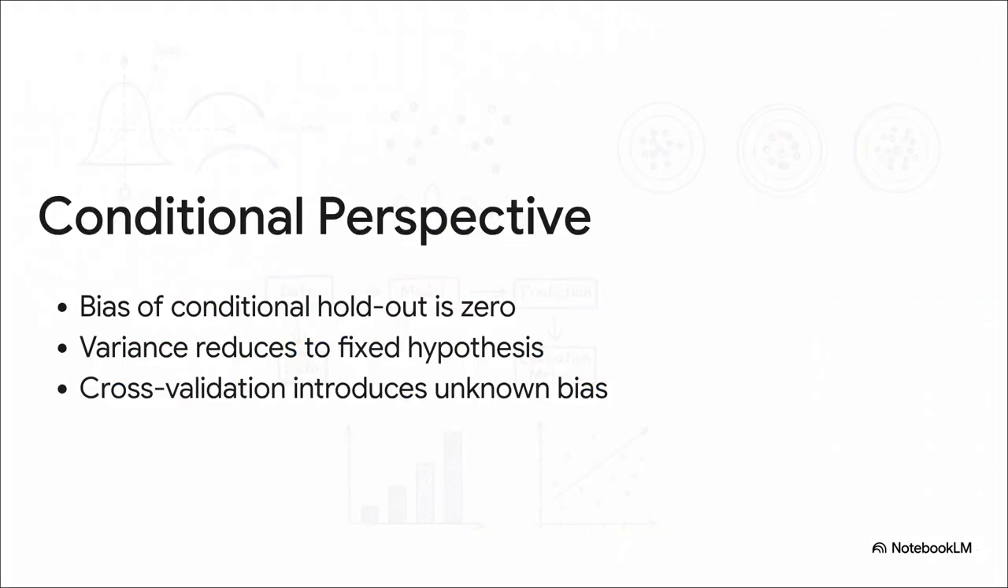Let's dive into the conditional notation. The bias of our conditional holdout estimator is exactly 0. It is a perfectly unbiased estimator of that single trained hypothesis. Its variance elegantly reduces to just the variance of the fixed hypothesis evaluated on the test set. But what happens if you try to introduce cross-validation here? Honestly, it's heavily discouraged. Averaging over other permutations inherently introduces an unknown bias because the training set shifts, and the variance equation becomes an absolute nightmare, potentially even increasing your variance due to split instability.